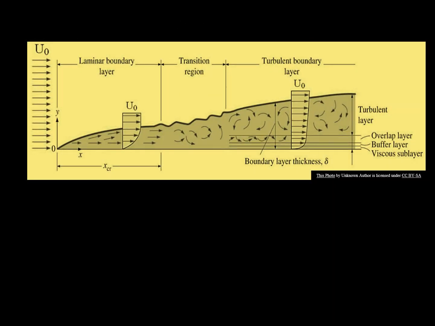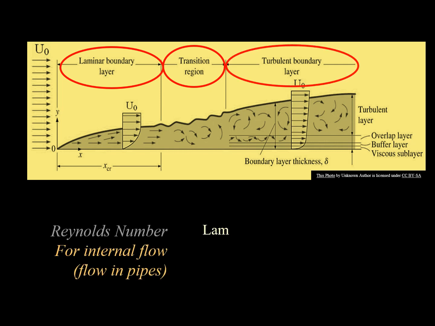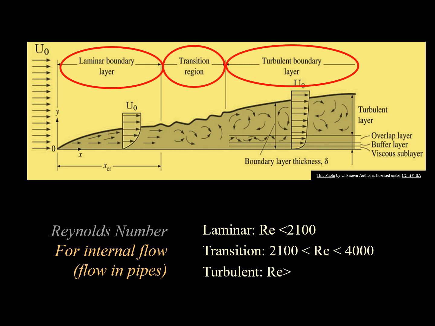Based on the studies of Osborne Reynolds, there are 3 flow regimes: laminar, transition, and turbulent flow. For internal flow or flow in pipes, the flow is laminar when the critical Reynolds number is lesser than 2100, transition when it's greater than 2100 but lesser than 4000, and it is turbulent when it is greater than 4000.